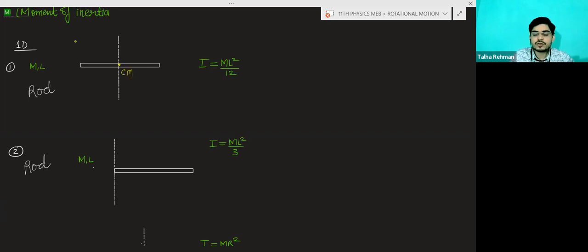So what is the center of mass? Center of mass is a point on the body where the whole mass is assumed to be concentrated.